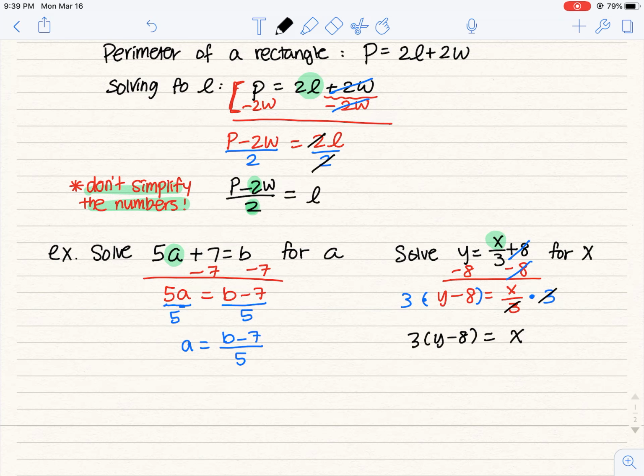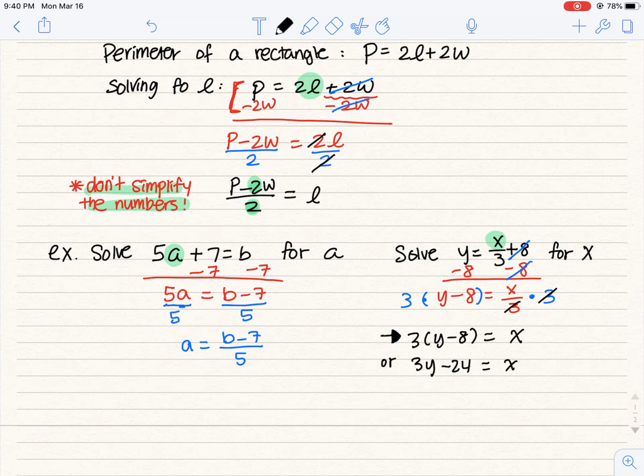Now, it's up to you if you want to distribute and make it 3y minus 24. You can do that too, but I think this way is the simplest way that you can work with. I don't mind if you leave it like that, so you can leave it like this if you prefer. If you feel like, oh, I want to just distribute everything and make it into simplest form, you can also do that too.